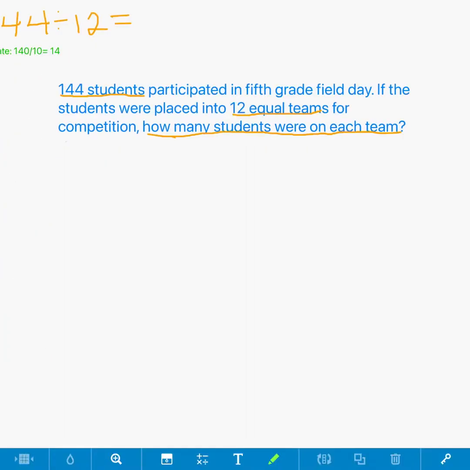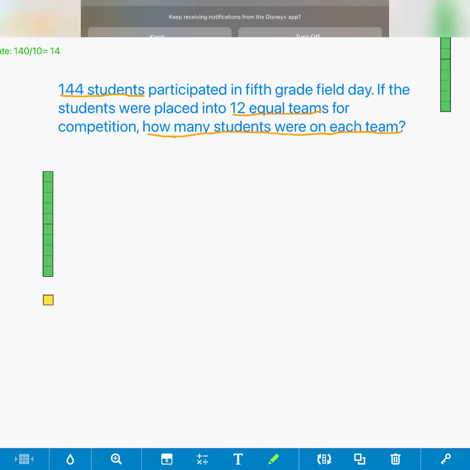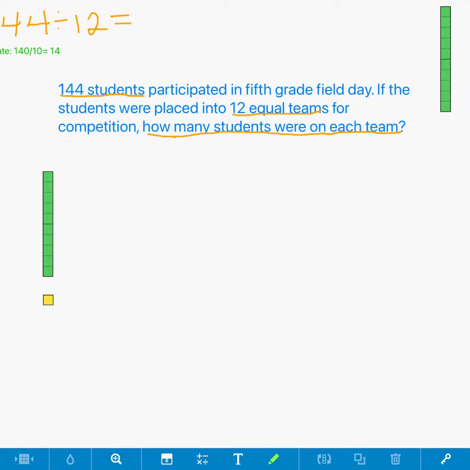Okay, so this is a second strategy. I know that I have 144 students and they need to be placed into 12 equal teams. And I need to find out how many students were on each team. So I'm going to start by representing 12. I am decomposing it into 10 and 2 ones, or 2 units. Okay, so I know that this is 12, and I know that I need to reach 144.